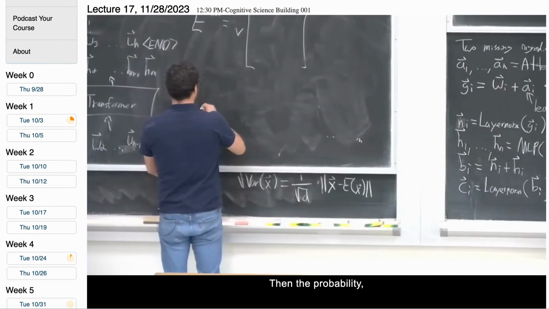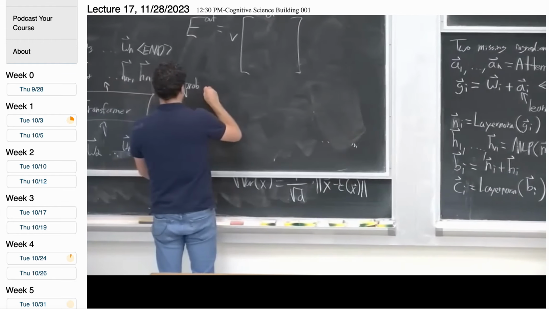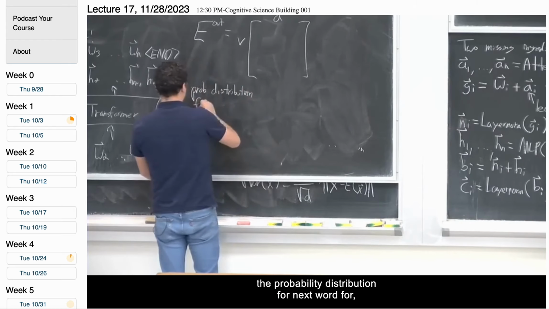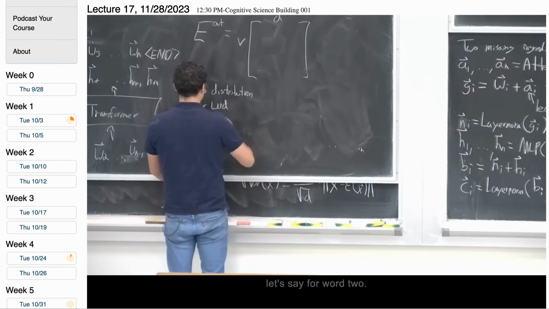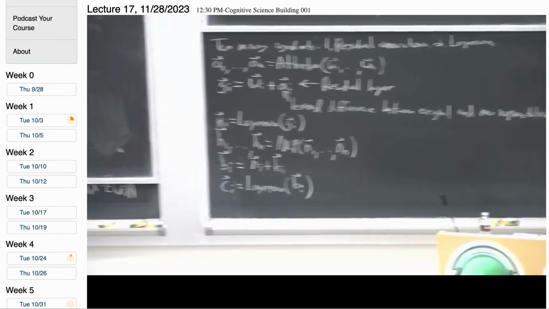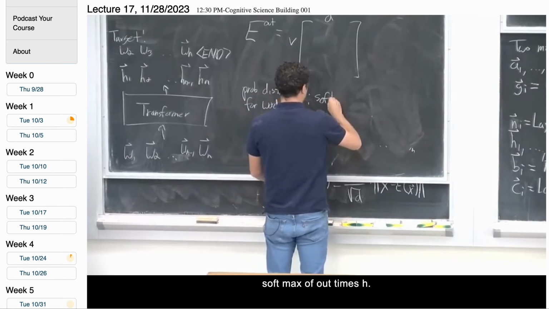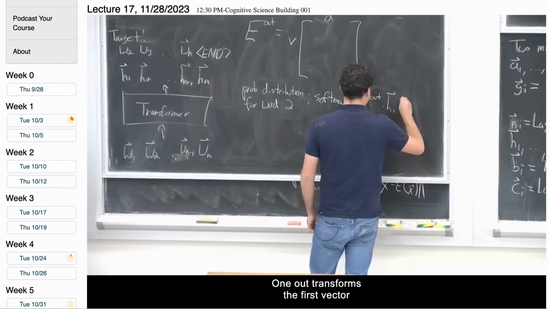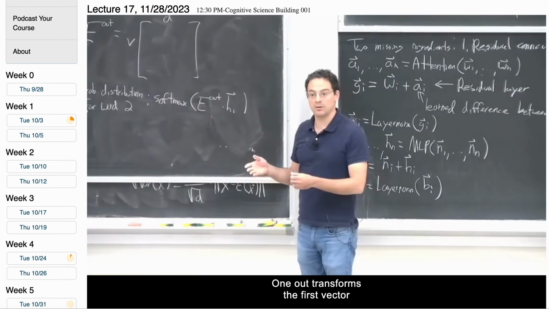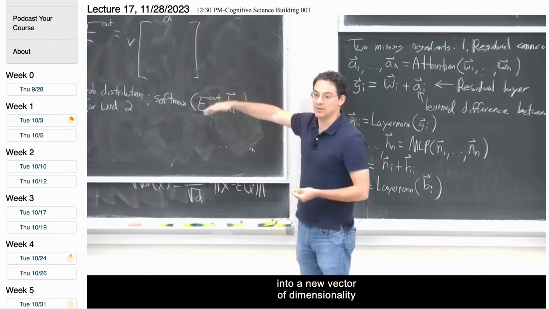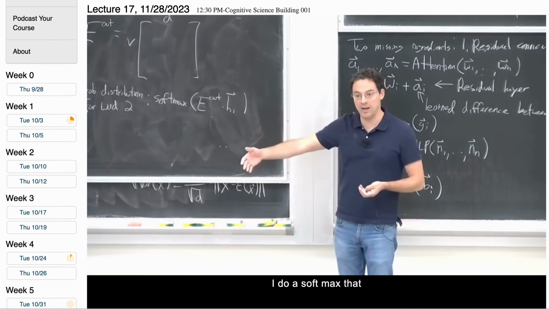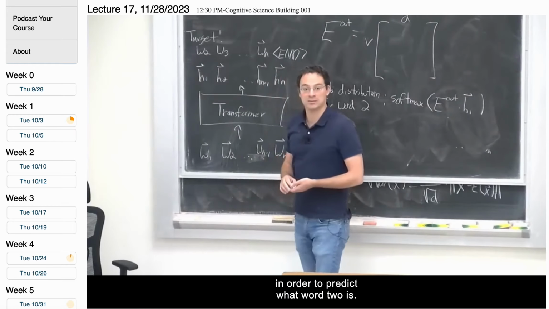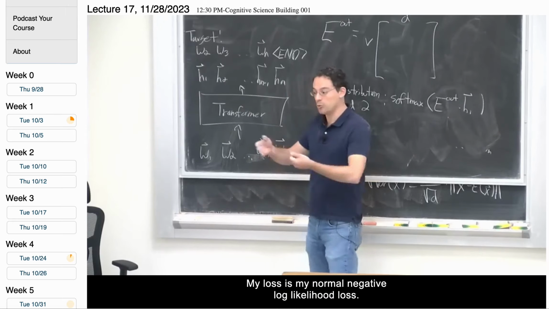So then the probability distribution for the next word, let's say for word 2, what's that equal to? It's equal to softmax of E_out times h_1. So E_out transforms the first vector into a new vector of dimensionality V. Those give me the weights for every vocabulary item. I do a softmax. That gives me a probability distribution over every output word. So I'm going to be using h_1 in order to predict what word 2 is. And hopefully I get the right answer. My loss is my normal negative log likelihood loss.